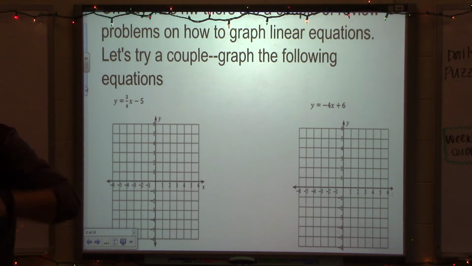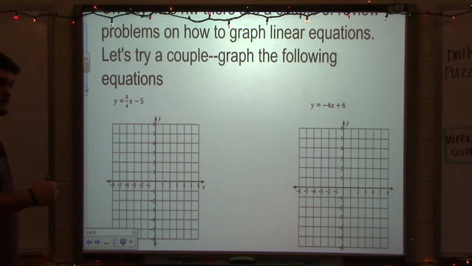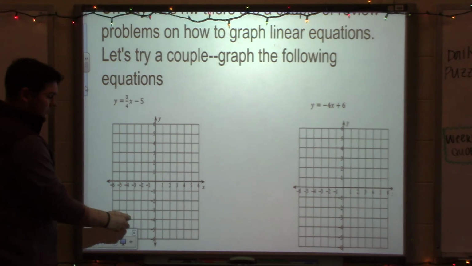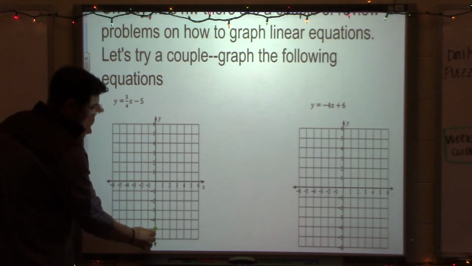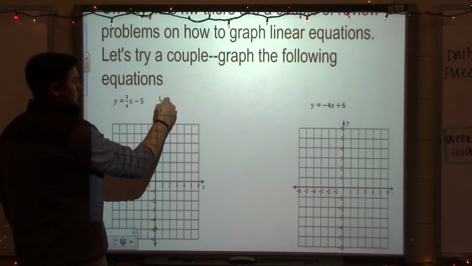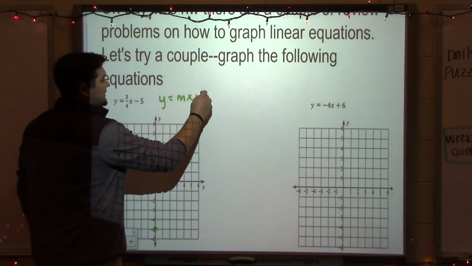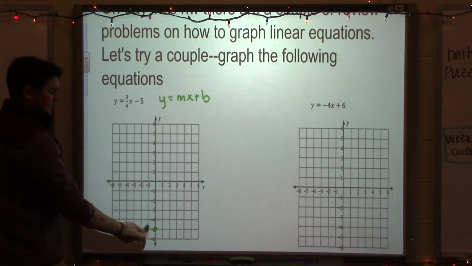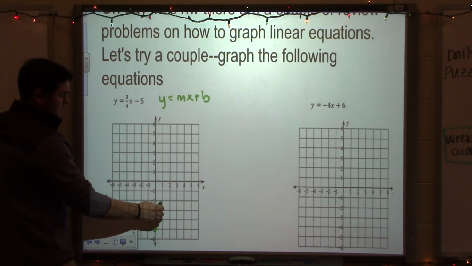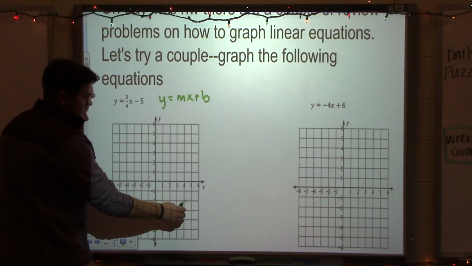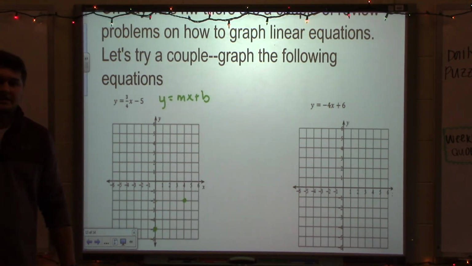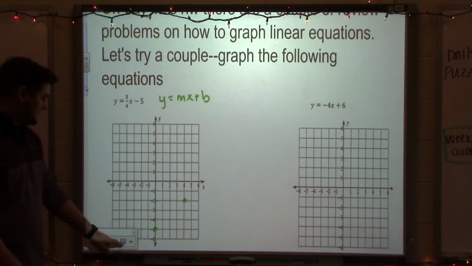Kenzie? Put your first one at negative 5. On the y-axis, so 0, negative 5. How do you know that? Because that's the y-axis. So y equals mx plus b. b is my y-intercept, so negative 5. I have a slope of 3/4, so go up 1, 2, 3, over 1, 2, 3, 4. Rise over run. And then use your straight edge to draw a line.